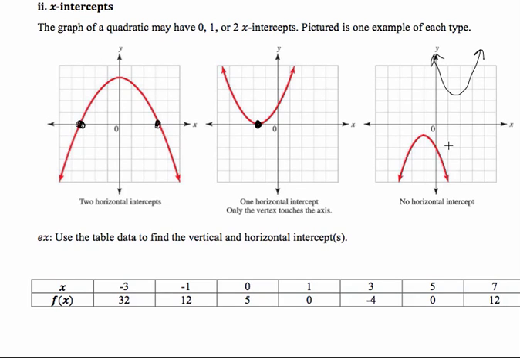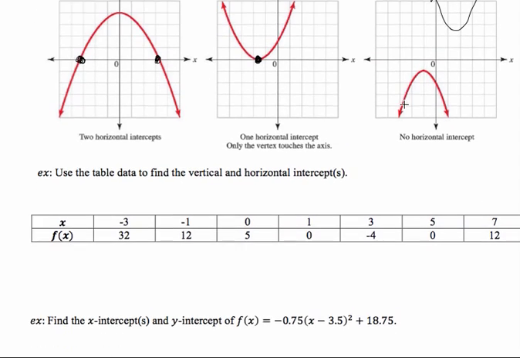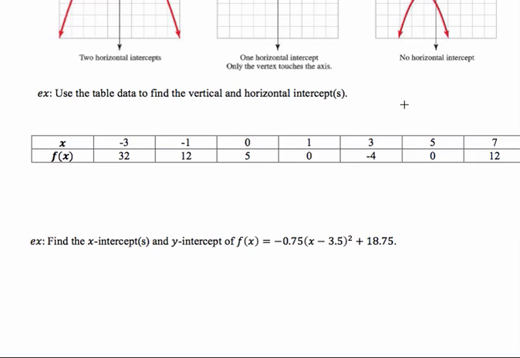You couldn't have more than 2 x-intercepts with a quadratic function. Okay, so this is a little bit of review, but just with a new twist. That is, we're looking at quadratics now. So let's use this data in the table to find the vertical and horizontal intercepts.